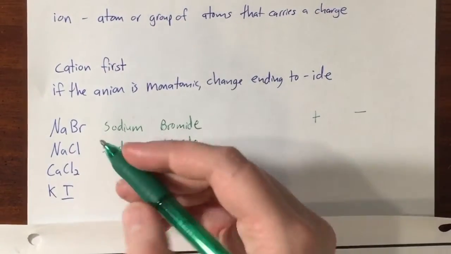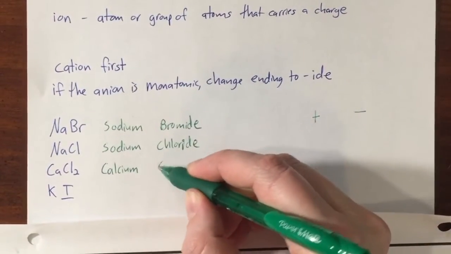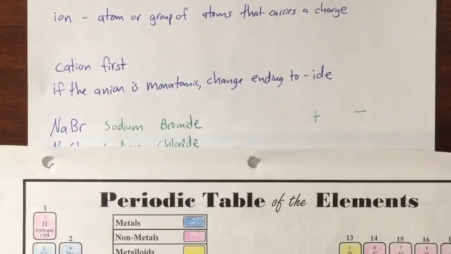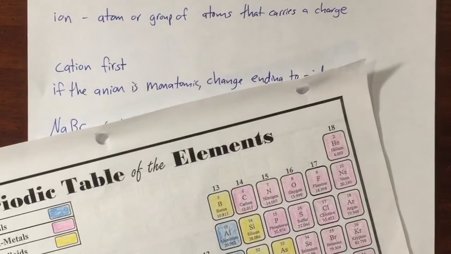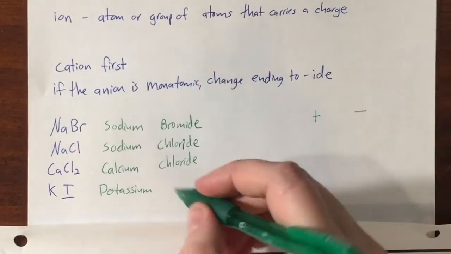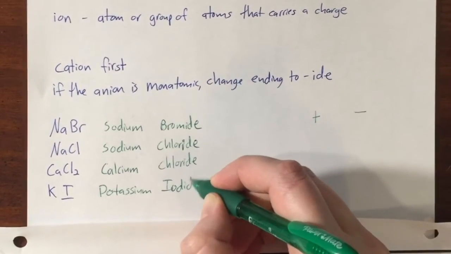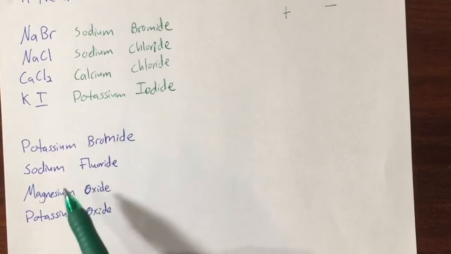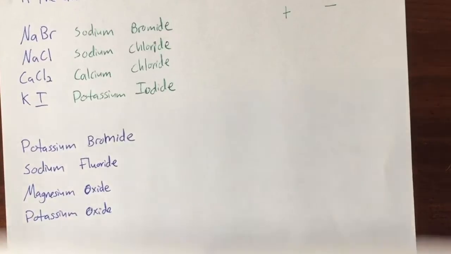So I have calcium, and then again it's chlorine, so I change it to chloride. KI, K is potassium on the periodic table, and I is iodine. Potassium, instead of writing iodine, I write iodide. Potassium iodide. So we can go the other way here.